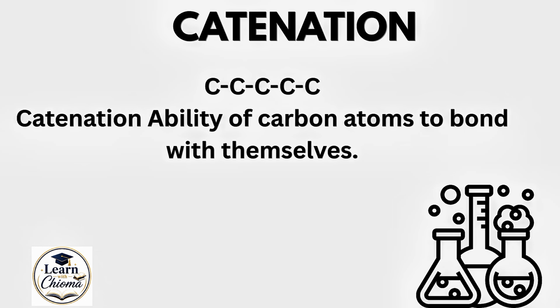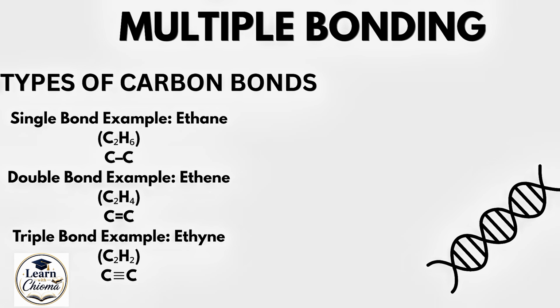Now that we've seen how carbon forms long chains, let's look at another property that makes it even more versatile. Carbon can form not only single bonds but also double and triple bonds. A double bond consists of 2 shared pairs of electrons, while a triple bond consists of 3 shared pairs. Compounds with double bonds are called alkenes, and those with triple bonds are called alkynes. These multiple bonds affect the properties and chemical reactions of organic compounds.